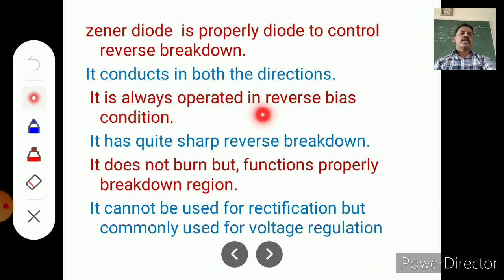It is always operated in reverse bias condition. It has a quite sharp reverse breakdown voltage. It does not burn but functions properly in the breakdown region. So this is one of the important applications of Zener diode. It cannot be used for rectification but is commonly used for voltage regulation. Unlike a PN junction diode, the Zener diode is not used for rectification but for voltage regulation.